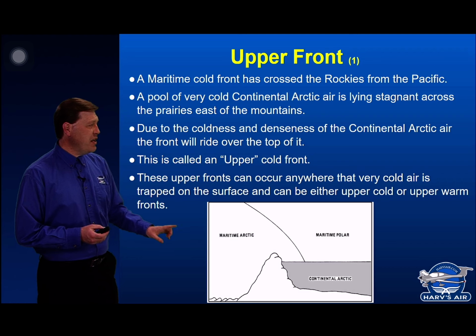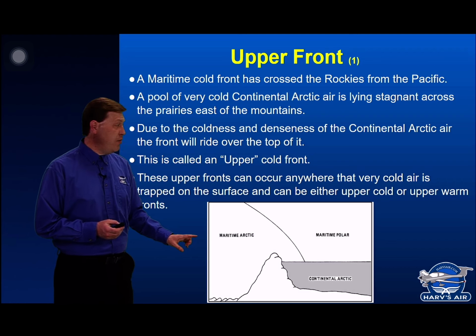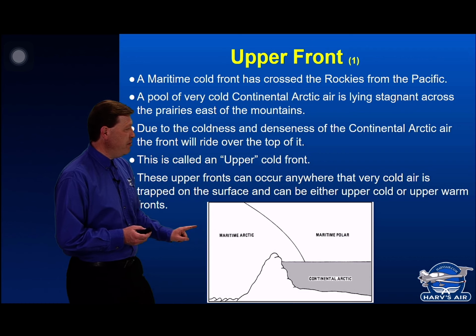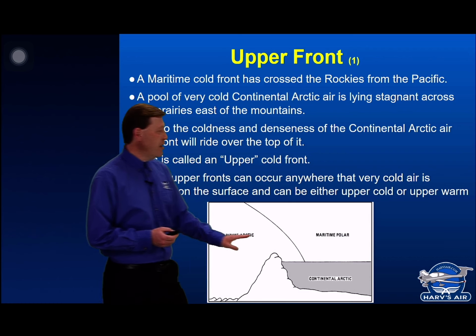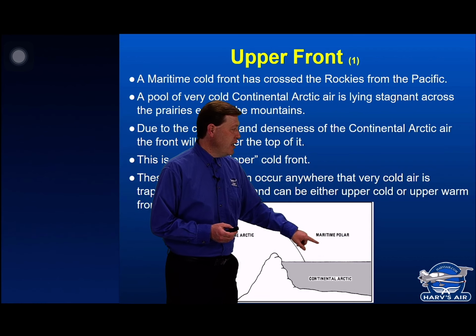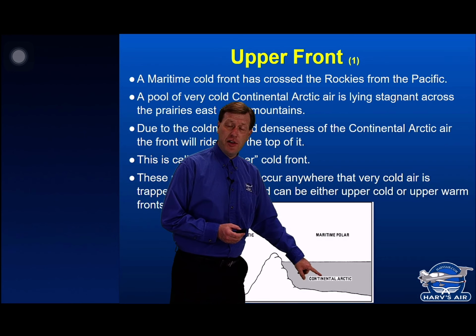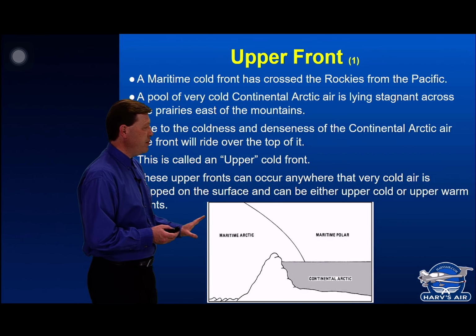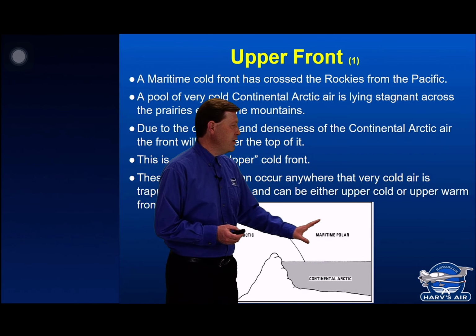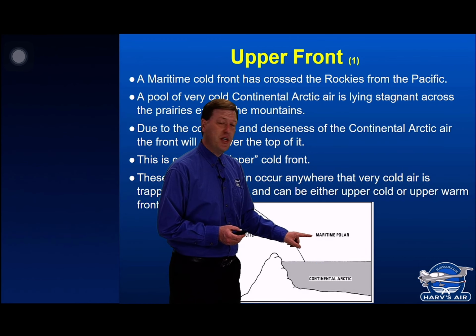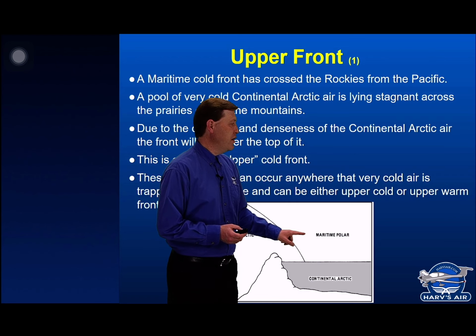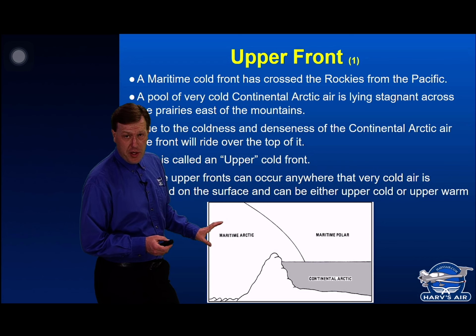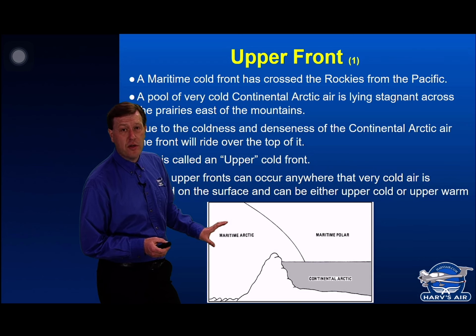So in this diagram, you can see that we have a mountain here, and we have maritime Arctic here, and then we have maritime polar here, and then you can see how we have continental Arctic down here. So this is showing us another case where maritime Arctic is moving over towards maritime polar, with continental Arctic down below. So this here is a case where we could have an upper cold front.